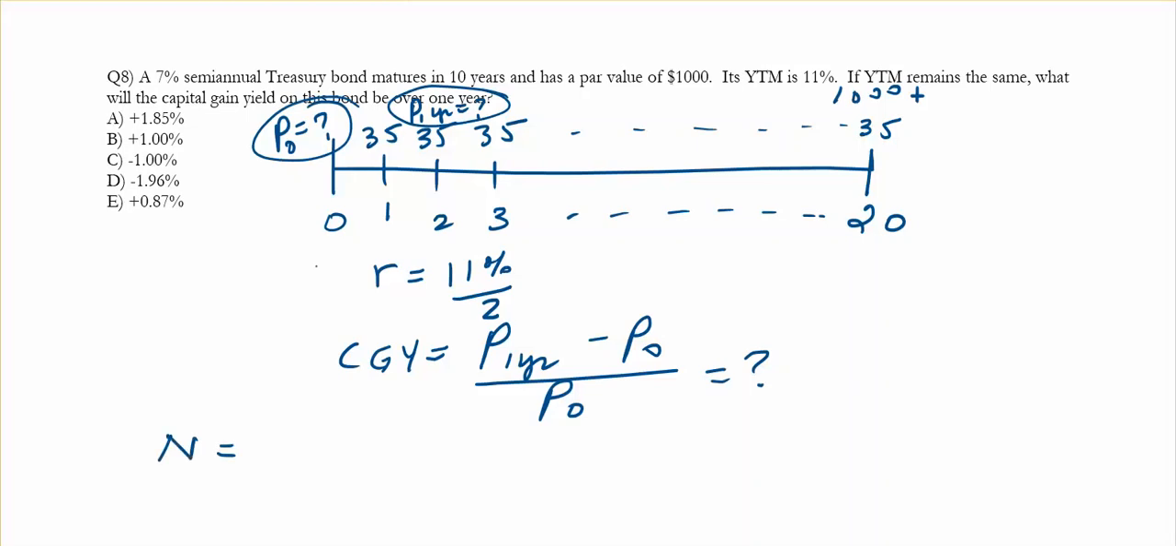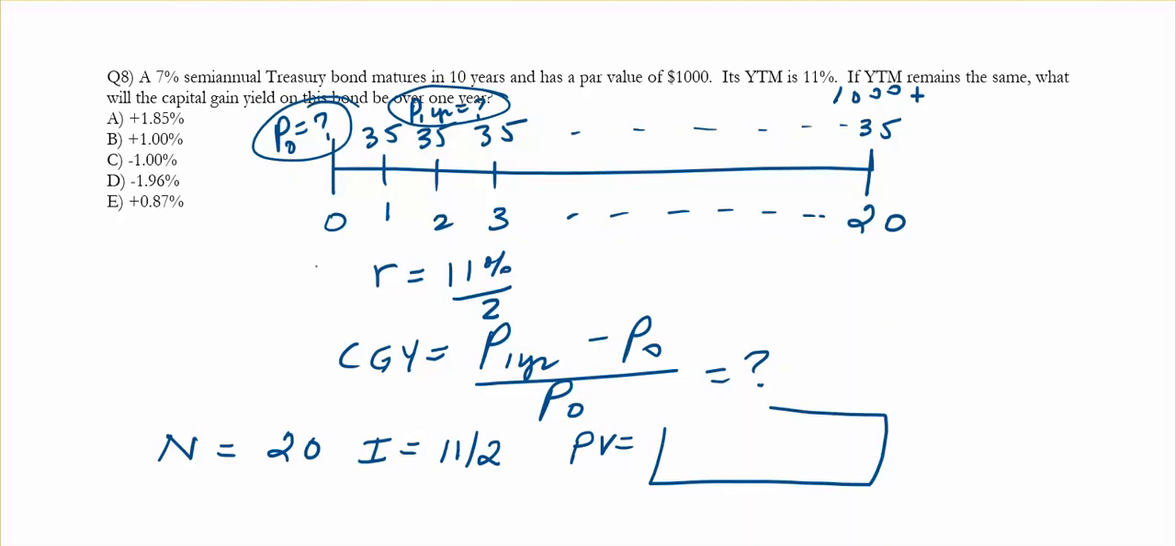Let's price the bond at period 0. So at period 0, there's 20 periods remaining. The interest rate will be 5.5% every 6 months. We want to know the price, so that's the PV. The PMT is 35, the FV is 1,000. Put that in your calculator. N equals 20, I equals 5.5, or 11 divided by 2. PMT equals 35, the FV equals 1,000. Solve for PV. You get $760.99.